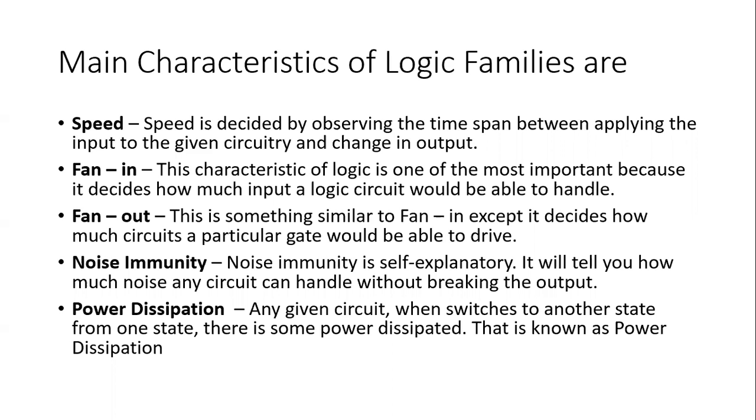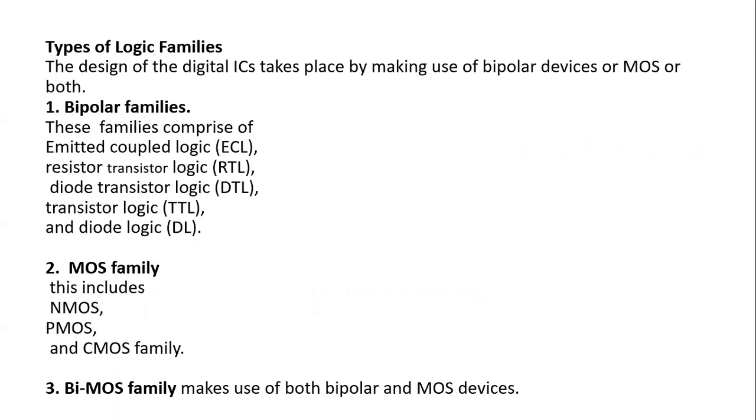Now, when we talk about power dissipation, again here we are talking about the speed. We have seen that 1010, continuously the input is changing, and accordingly we are going to get the output. So naturally, when it is switching from 1 to 0, it will get heated up. So power needs to be dissipated so that your circuit remains cool and you get a correct output.